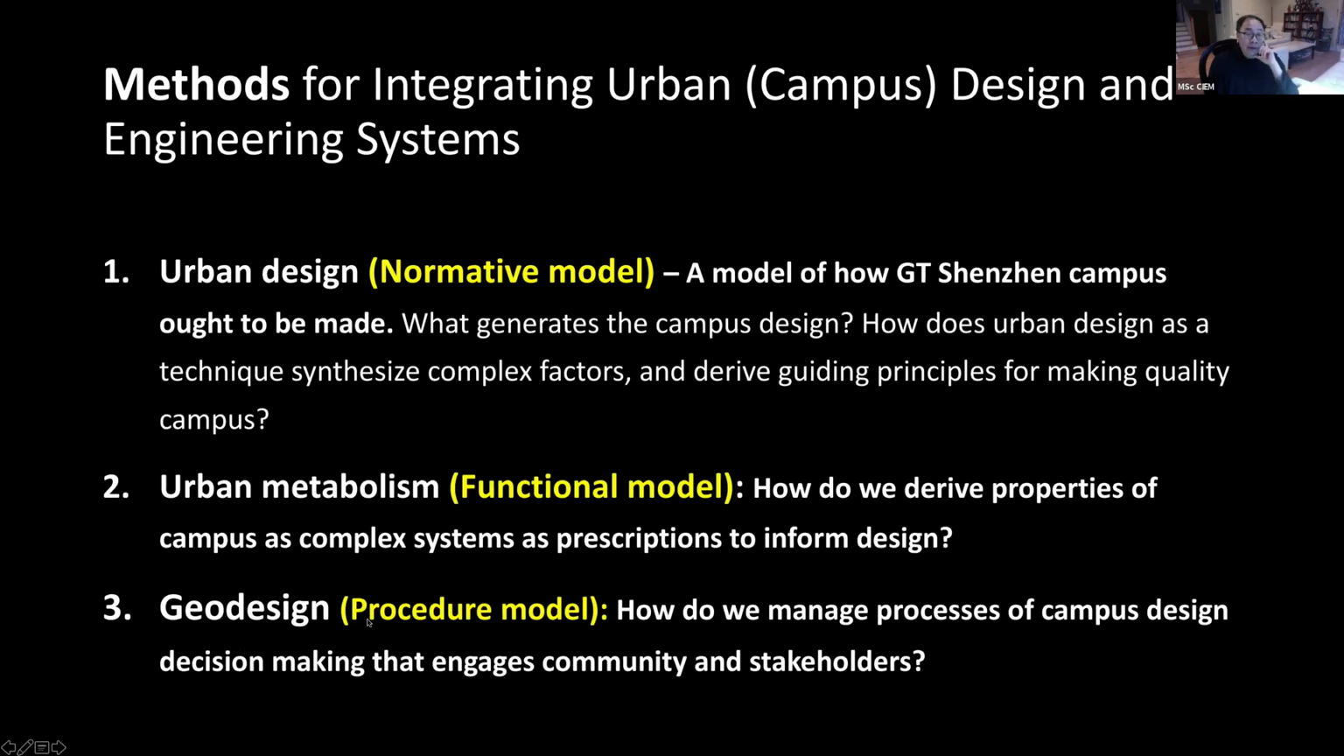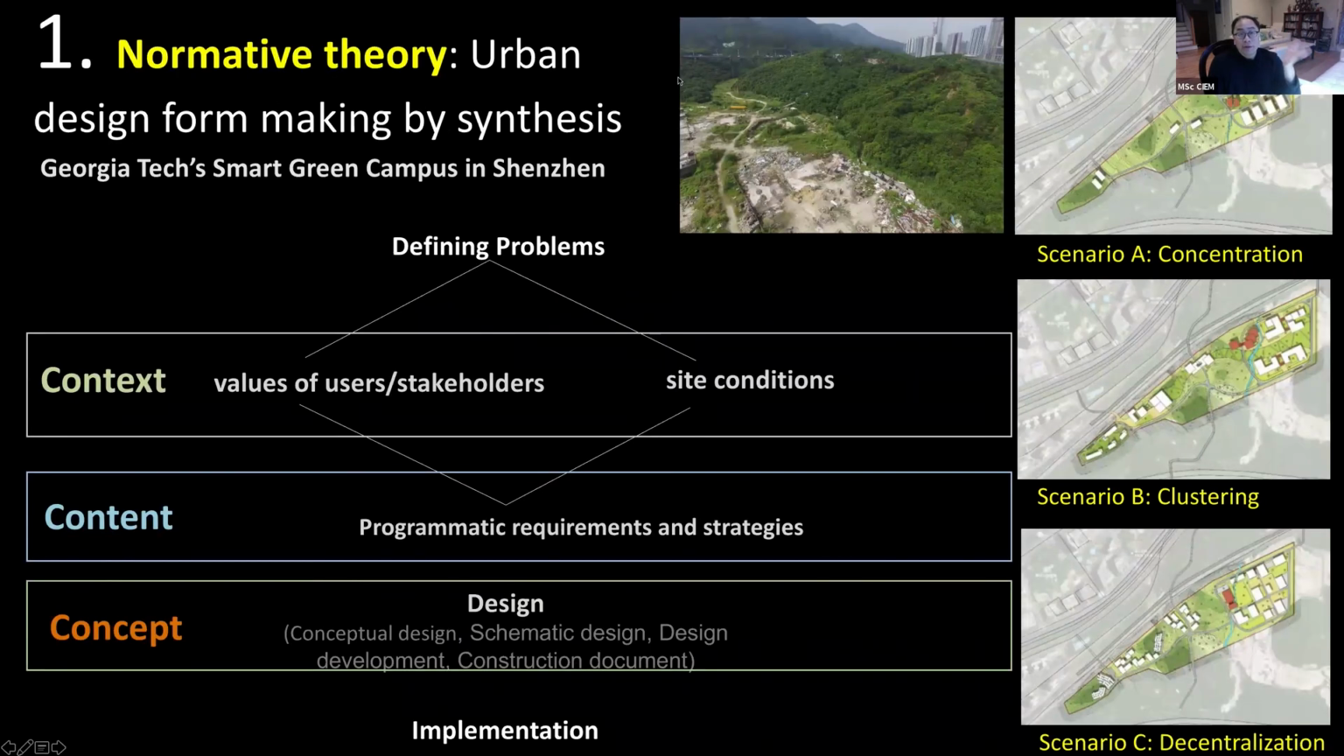And finally, we like to look at the procedure. How do we handle, manage process of decision-making that engage community and stakeholder? So the first approach is quite straightforward. These urban designers normally come with scenario, right? Come with the different urban design proposal, like concentration scenario, decentralization scenario, or clustering. So based on the same quantity, FAR, the same floor area of the campus, what will be the alternative urban form or campus layout. So that's a typical approach that urban designer would look for.